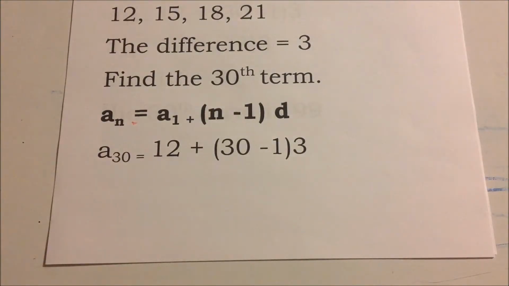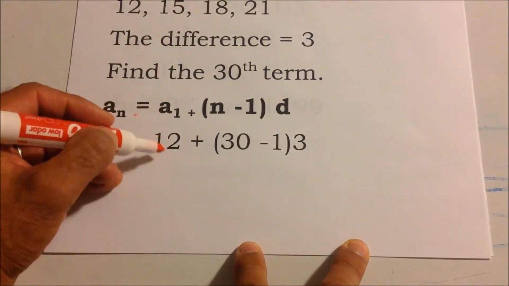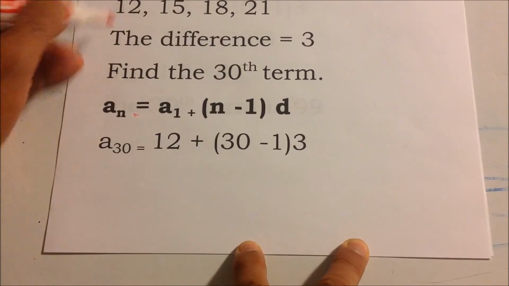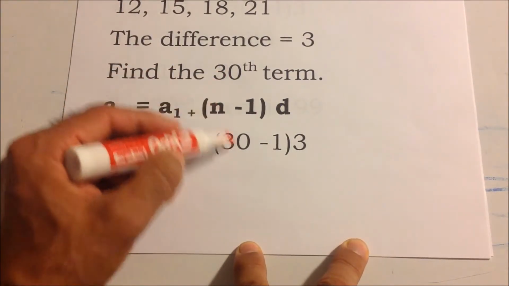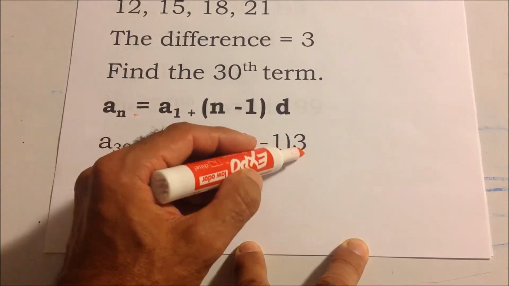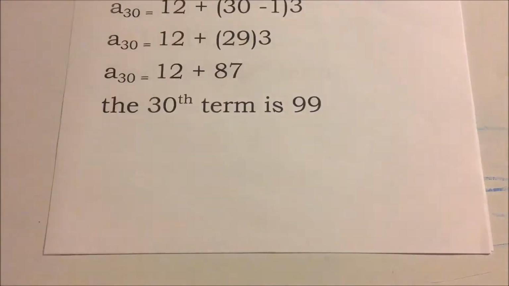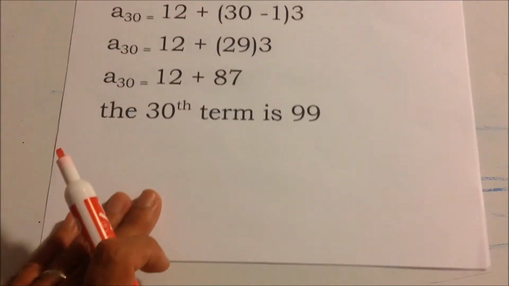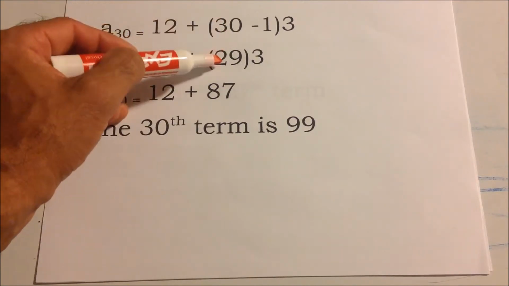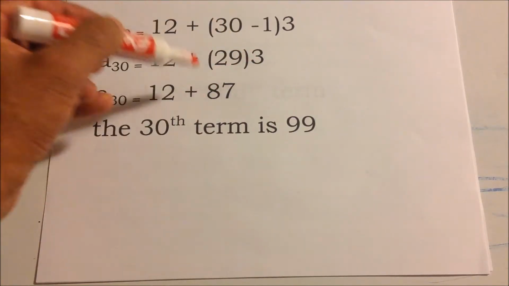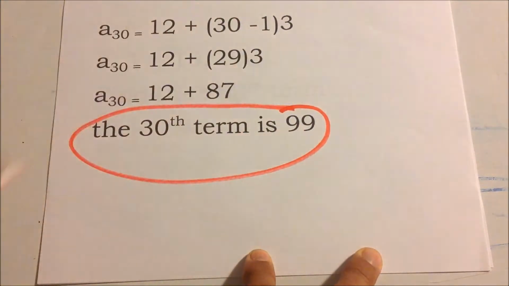Remember, you should know GEMDAS or PEMDAS, as it used to be called. So again, the difference is 3. We're trying to find the 30th term. The first term is 12. Right here, it's the first term. We'll plug in 30 for n. 30 minus 1 times the difference of 3. Okay, and this is what we'll get here. 30 minus 1 is 29. We have to do parentheses first. 29 times 3 is 87. And 87 plus 12 gives us 99. That's the 30th term.